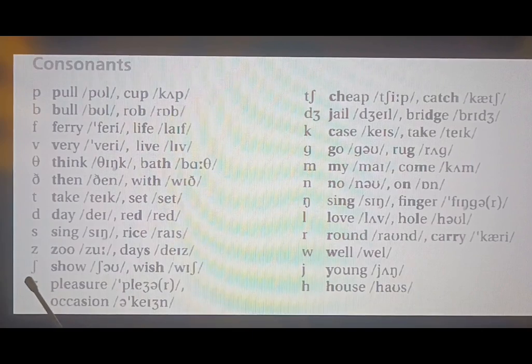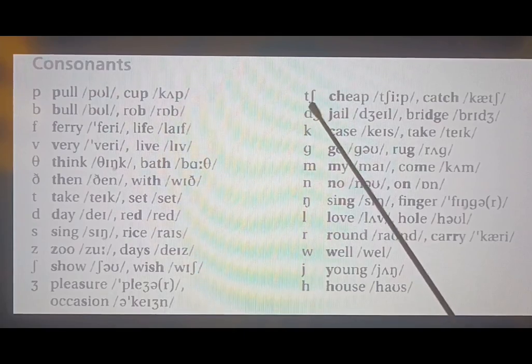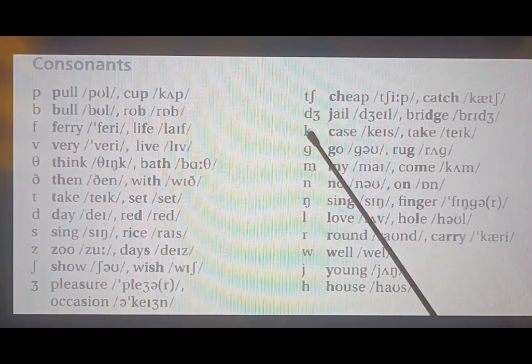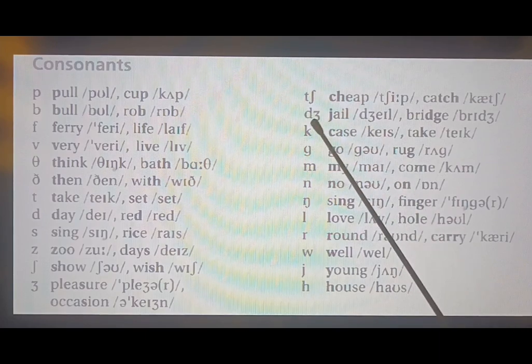Well, and this symbol, looking like an integral, a mathematical sign, well, it represents sh sound, as you can see in show, right? Show, wish, okay? But this one, this symbol is zh sound. Well, like pleasure, as you can see, or occasion. This S is pronounced as zh, as you can see. This symbol is ch, like in cheap, and catch, as you can see, in a pair of slashes. J sound like in jail, okay?